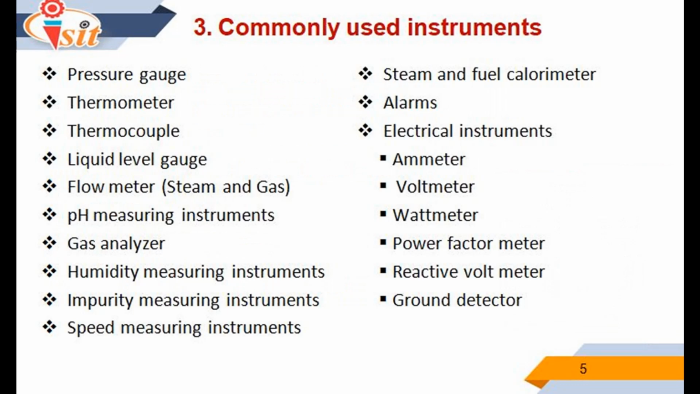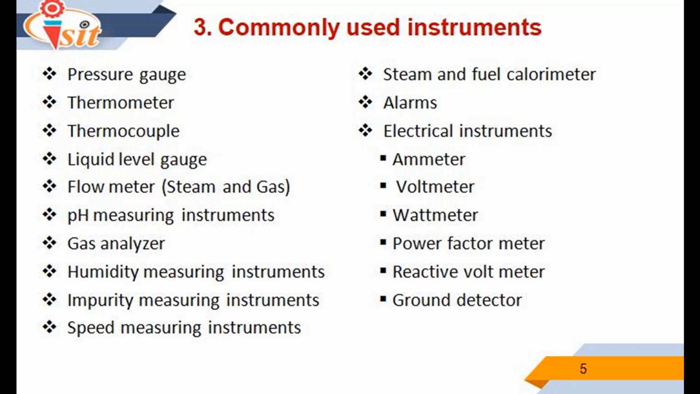Commonly used instruments. First one is pressure gauges, second one is thermometers, third one is thermocouples, next liquid level gauges, flow meters for the measurement of steam, gas or other fluids. Next one is pH measuring instruments. Next, gas analyzers, 5 gas analyzer or 6 gas analyzer, for the measurement of NOx, CO, CO2, oxygen, etc. Then humidity measuring instruments.